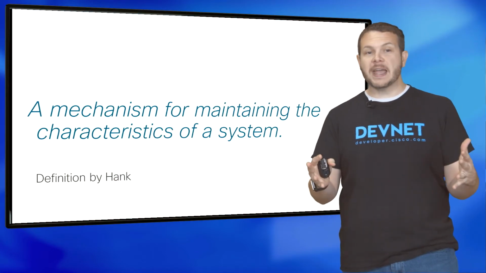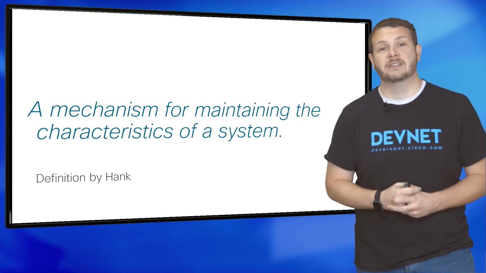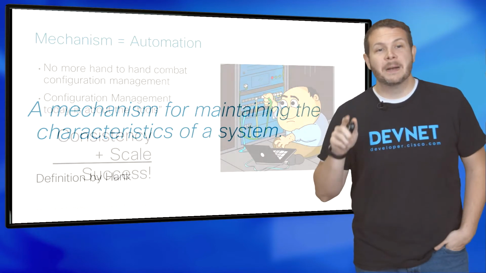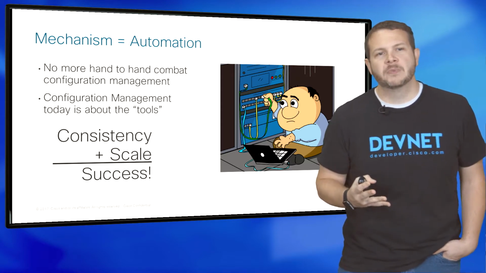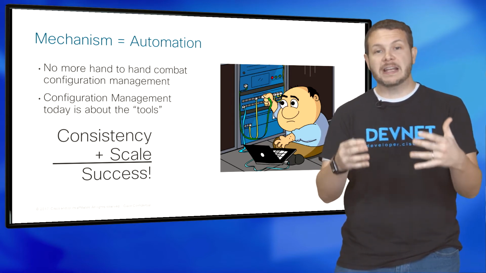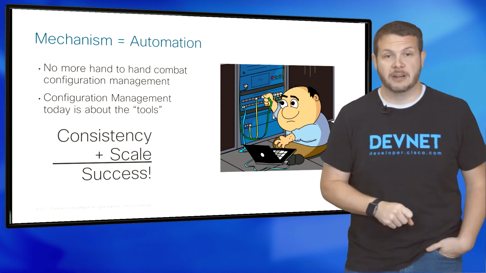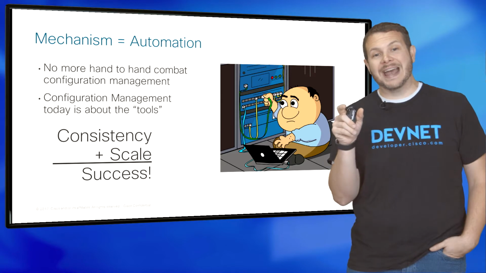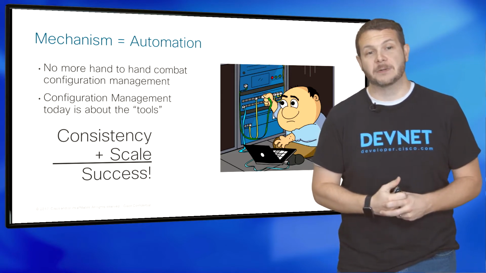Well, definitions by Hank. I call configuration management a mechanism for maintaining the characteristics of a system. So what are these components? Let's dive in, starting with mechanism. Mechanism in configuration management is all about automation. We're trying to get away from this hand-to-hand combat of one engineer to one device, one system, or one network appliance to bring that online and maintain its configuration. We're all about the tools in CM because we're targeting to add consistency plus scale so that we can have wide success inside of our systems.